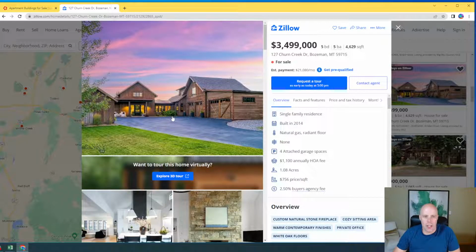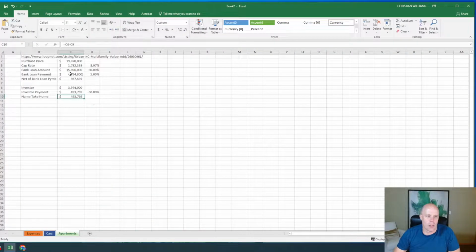I'm gonna go ahead and right-click on this picture and do copy image. Okay, and then I've got to remember this number right here, $21,080 a month. Because what we're going to do is we're going to come back into our spreadsheet, go to our expenses.